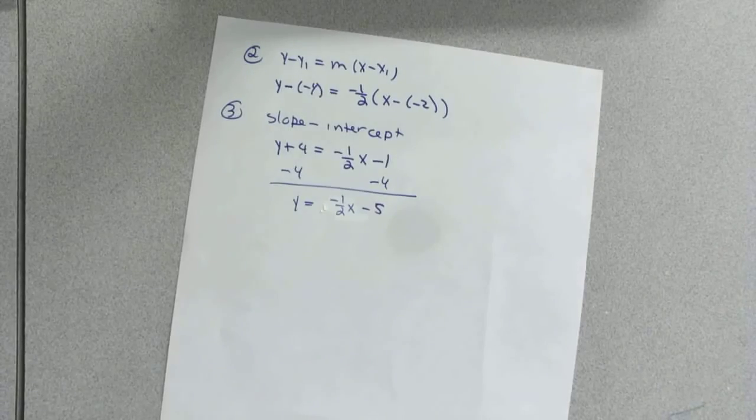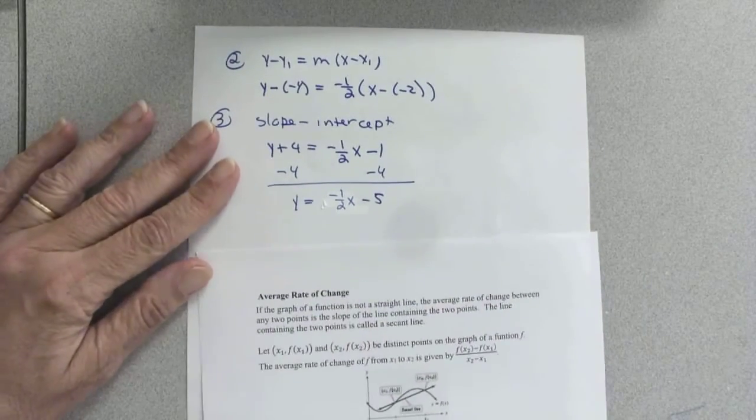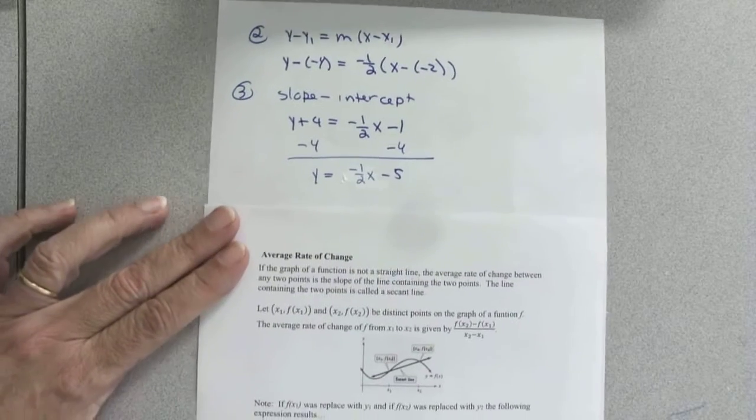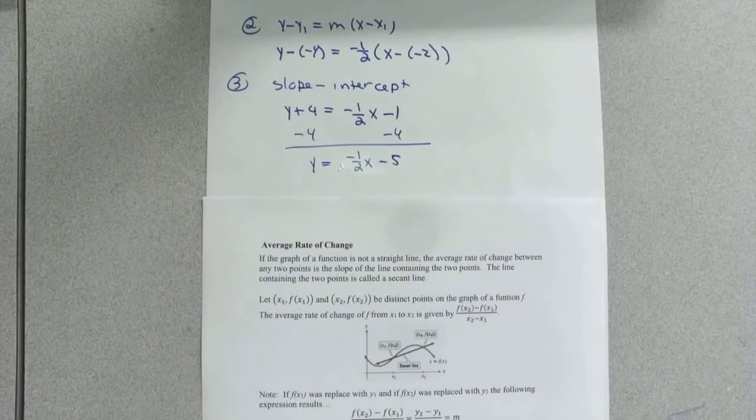Okay, last topic in this section. Average rate of change. If the graph of a function is not a straight line, the average rate of change between any 2 points is the slope of the line containing the 2 points. The line containing the points is called a secant line.